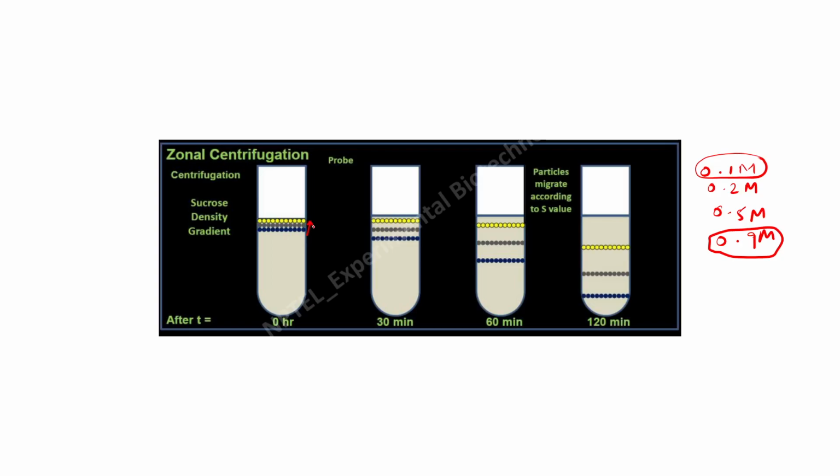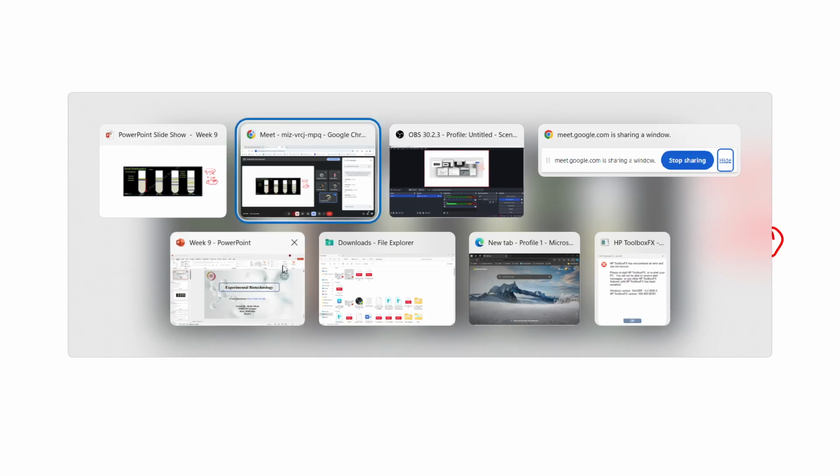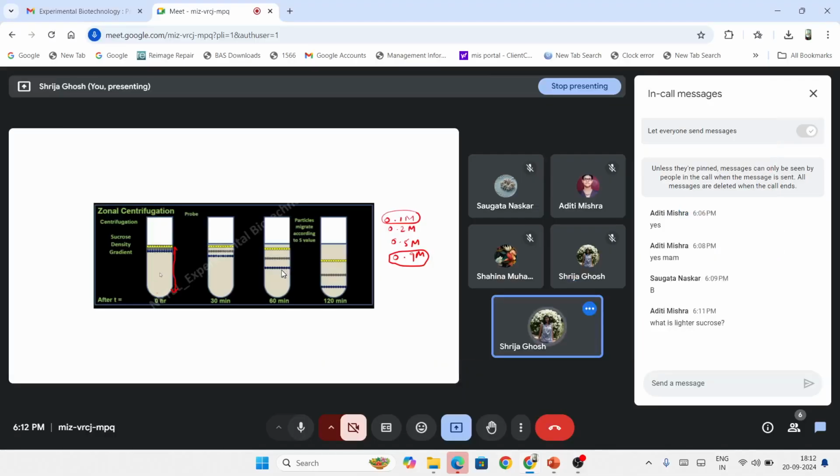There are gradient mixers available for making this continuous gradient, where from low to high concentration, sucrose will be poured in as a continuous mixture. So the density will be decreasing as we go on top, or increasing as we go from top to bottom. Okay, is that clear? Is that clear, Aditi?